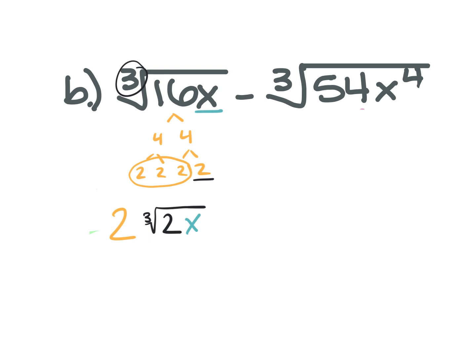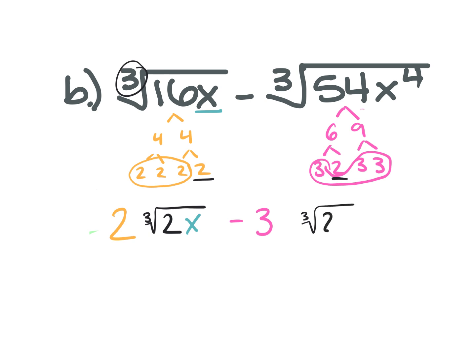Let's do the same thing with the second part. So let's break down 54. What are 2 factors of 54? 6 and 9. What are 2 factors of 6? 3 and 2. And 2 factors of 9? 3 and 3. How many of a kind do I need here? I need 3. Do I have 3? Yes, I've got 3 3's. So what's going to come to the outside? A 3. What stays on the inside? The 2. So I've got the cubed root of 2 still left on the inside.